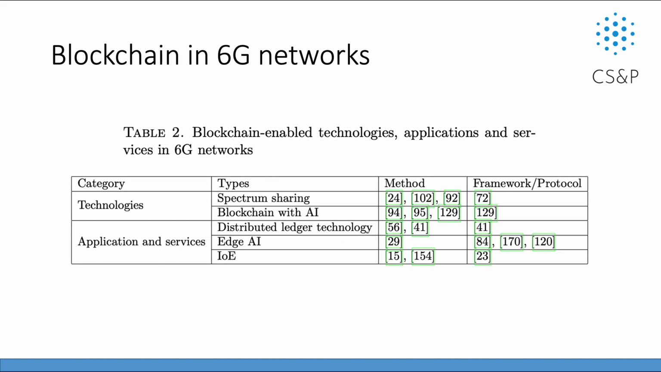Here is the table for blockchain in 6G networks. The division method is the same as for the 5G networks, but we can find the references are significantly fewer than the 5G ones. It is mainly because the 6G networks are still in the research stage.